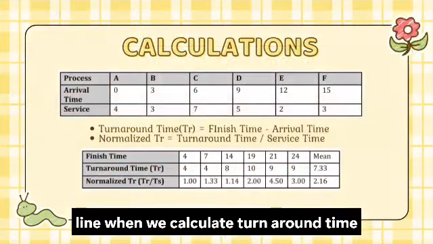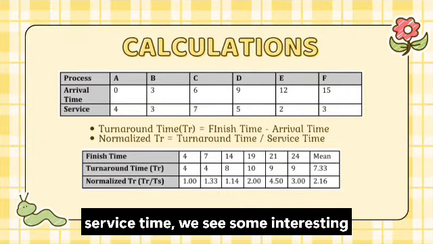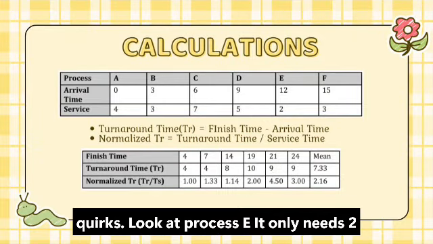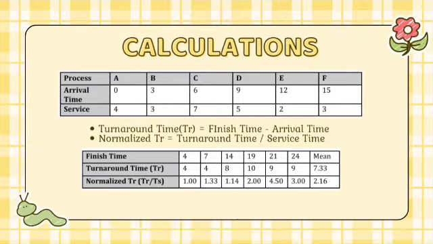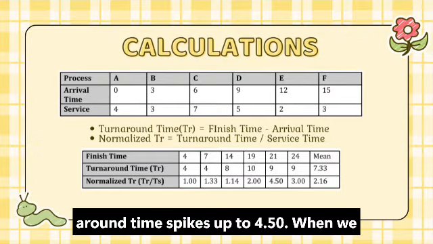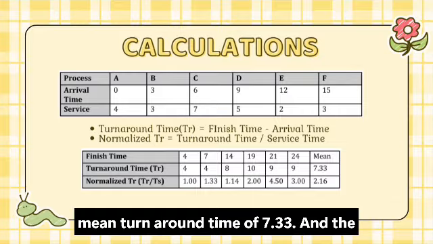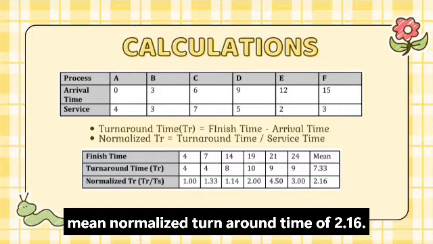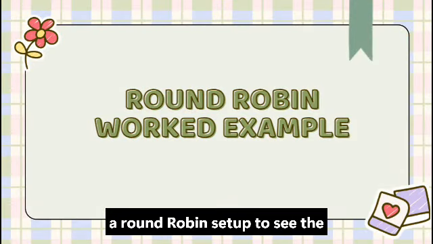When we calculate turnaround time, which is just finish time minus arrival time, and normalize it against the service time, we see some interesting quirks. Look at process E. It only needs 2 units of work, but because it had to wait around in line, its normalized turnaround time spikes up to 4.50. When we average all 6 processes out, we get a mean turnaround time of 7.33 and a mean normalized turnaround time of 2.16. Now let's look at that same concept under a round robin setup to see the difference.